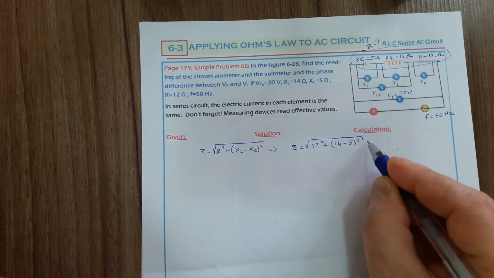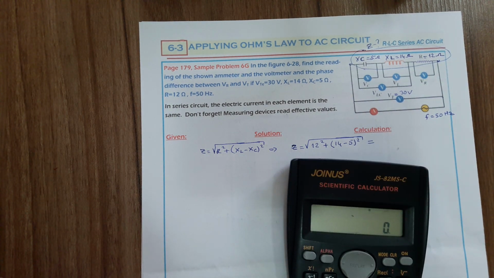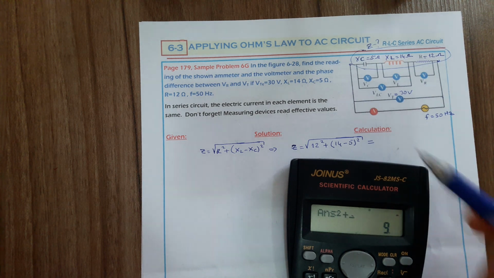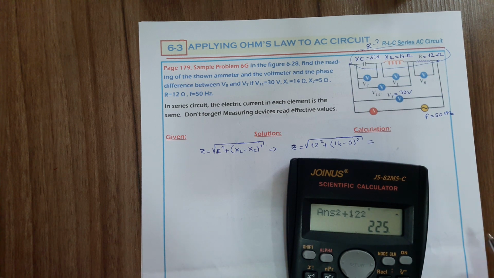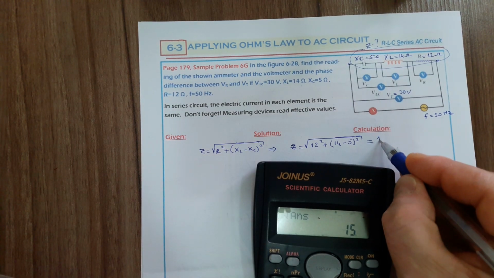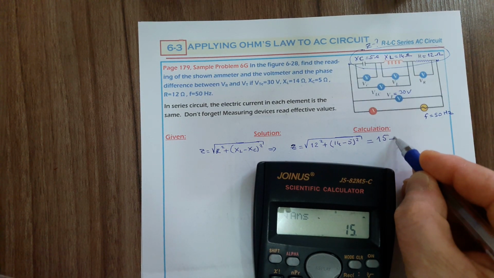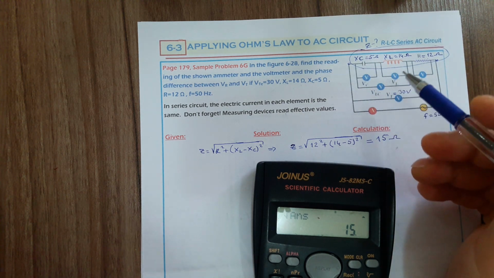And then after that, let's get the square root. So use your calculator. First get 14 minus 5, it is 9. 9 squared plus 12 squared, the answer is 225. After that, get the square root of the answer, which is equal to 15. So the total impedance of this RLC circuit is 15 ohm.